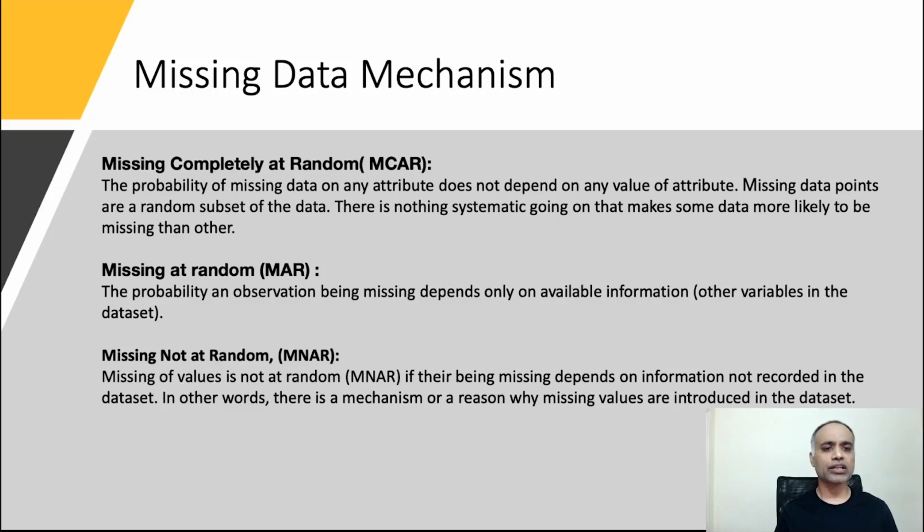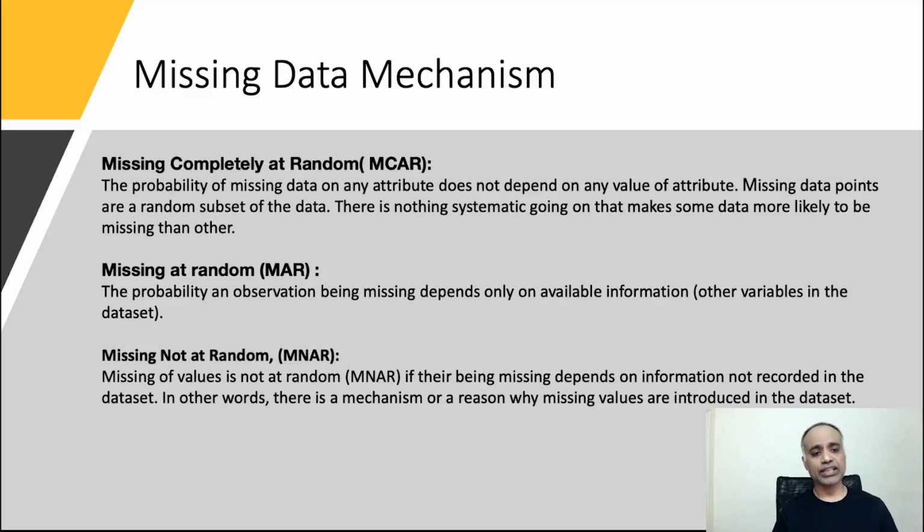One is missing completely at random, where the probability of missing data on any attribute doesn't depend on any value of the attribute. So you cannot find any relationship between one attribute and another attribute.